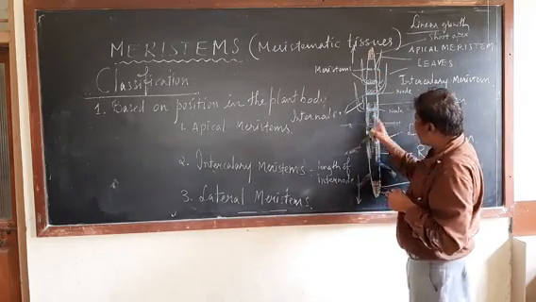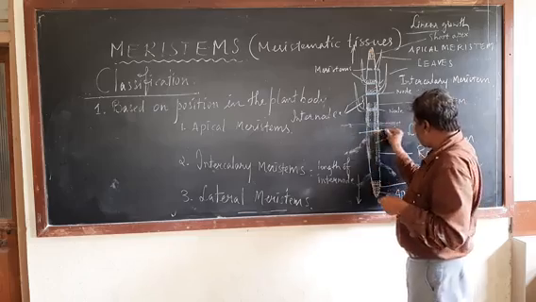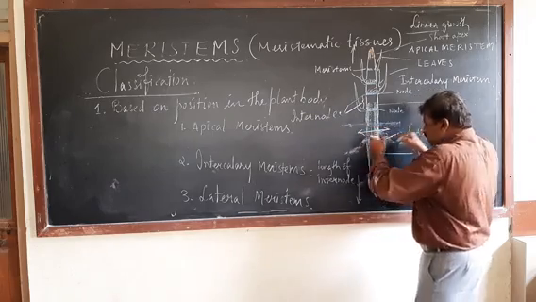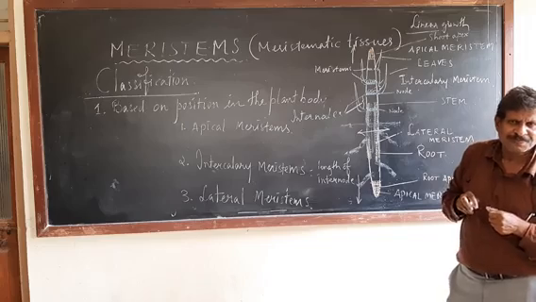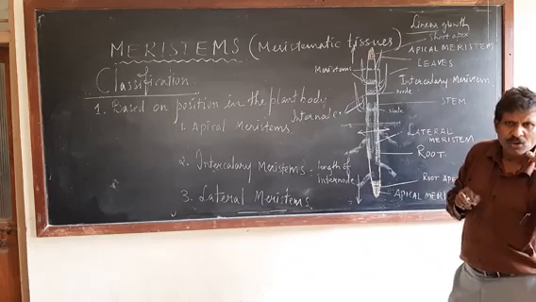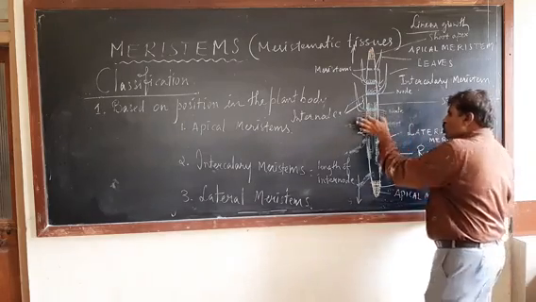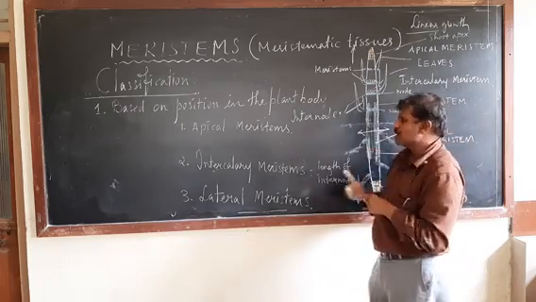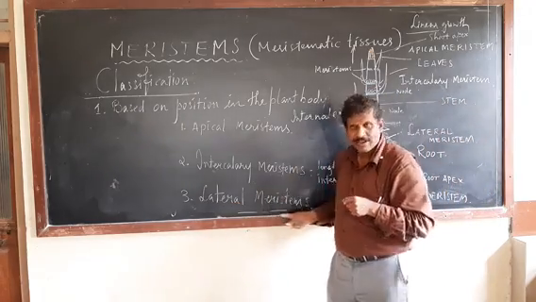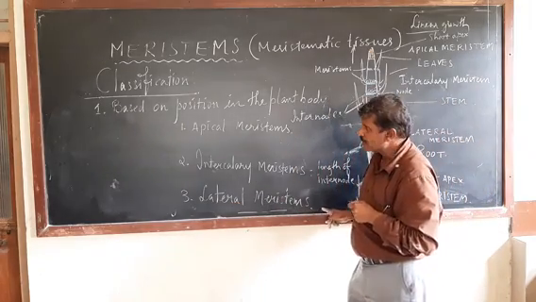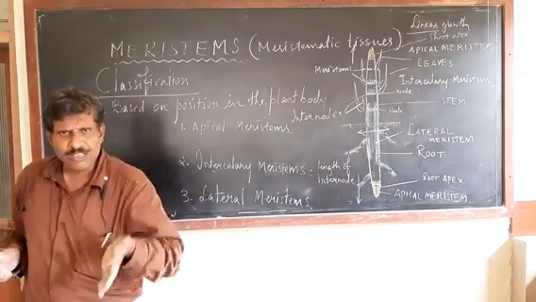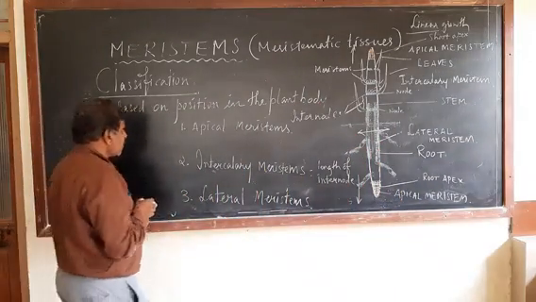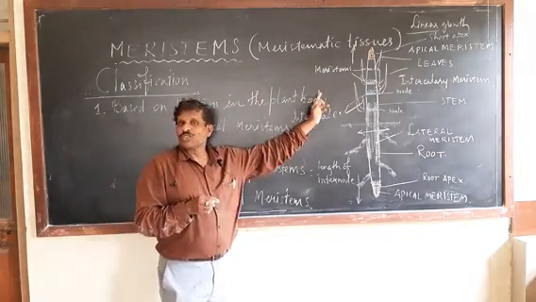When the new cells are added on the lateral sides, growth in girth or growth in thickness of the plant body occurs. That growth in girth of the root or the stem takes place by the activity of lateral meristem. Okay, this is with reference to the kinds of meristem which we classify on the basis of position in the plant body.